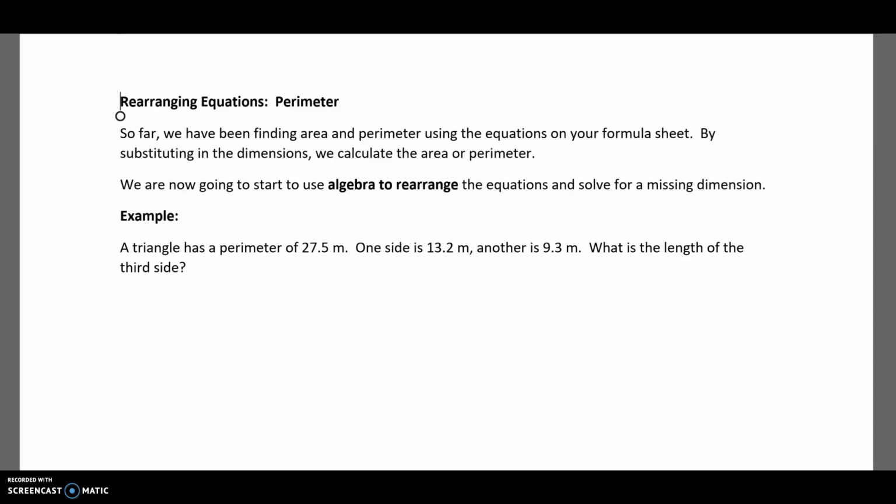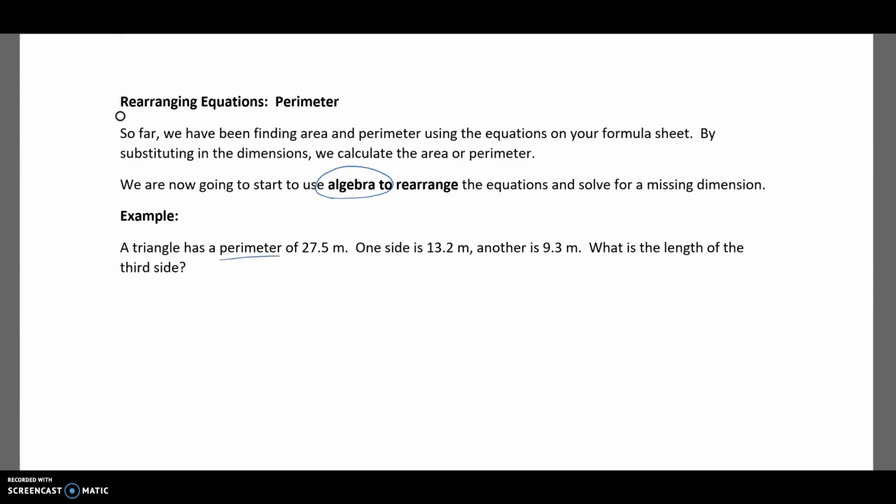So far, you've been using the equations on your formula sheet to solve for area or perimeter. Since you're given the dimensions, you can substitute right into those equations and perform the calculations. Now we're going to see how we can solve for a missing dimension when we know the area or perimeter, and we'll be using algebra rules to do this. Before we look at the rules, let's look at an example.